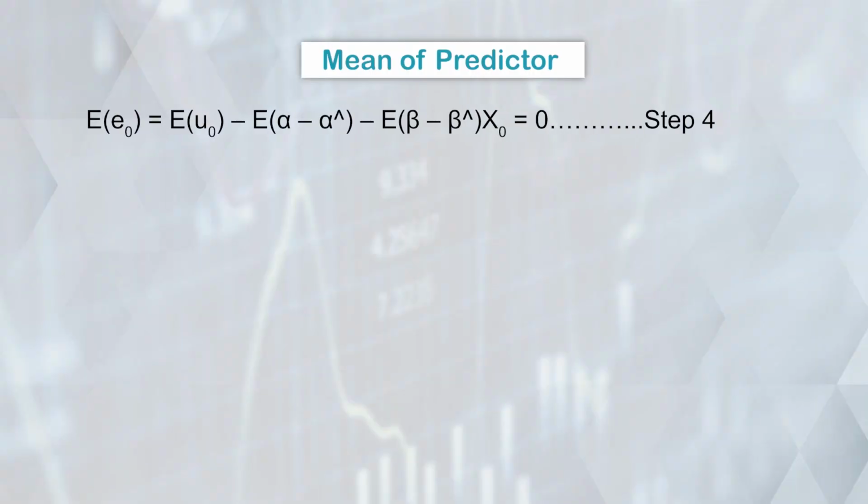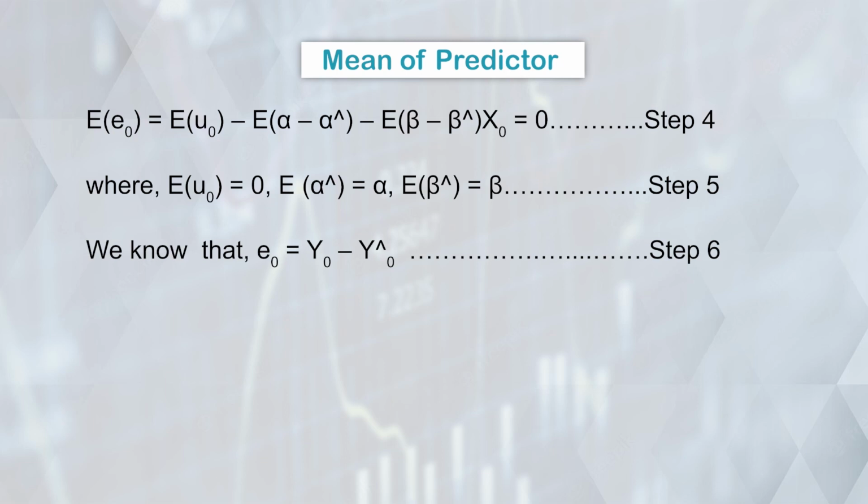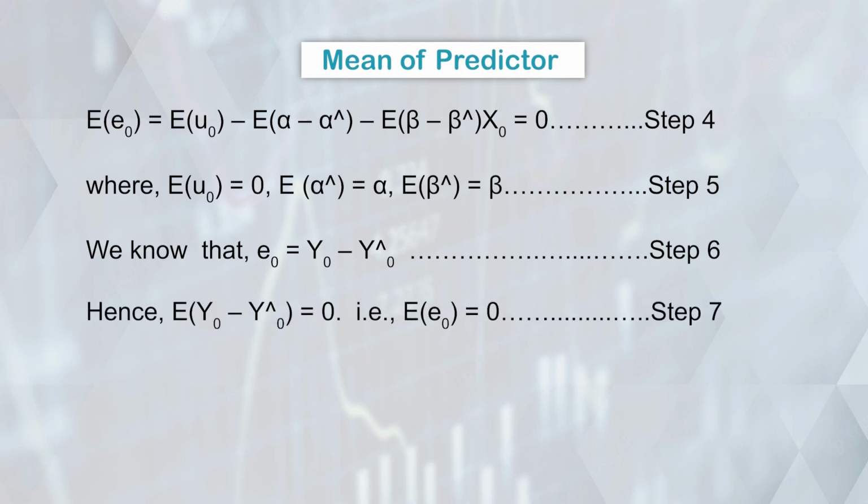So in order to find out the mean of the predictor, we have considered step 4 once again to find out expectation of E0, which is equal to 0, and this is already being done in step 5. Now we are writing step number 6 again. Why? Because this E0 is again written in step number 6. Putting the expectation again, we go back to the final result of step number 7, where we observe that on average expectation of E0 is 0.